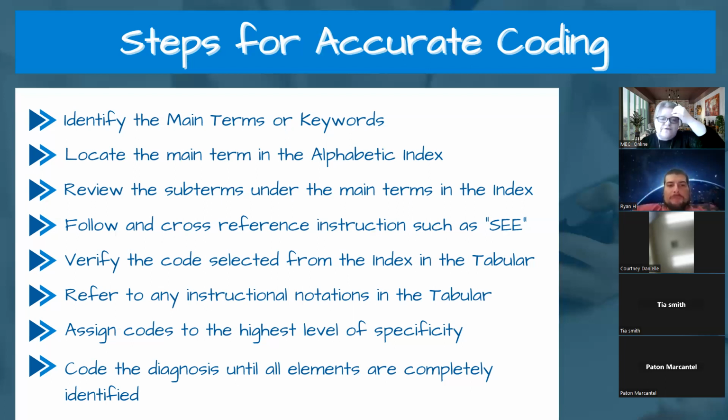All right, so after you've done that, you're going to verify the code selected from the index in the tabular. So basically, it's going to lead you to a code, say K34, whatever, maybe just K34. So you're going to look through your chapters, and this is where it helps to have it tabbed, because remember, it's all alphabetical. So you're going to look through those first few chapters till you get to the chapter on K. You're going to open it up, and you're going to look through the list and find K34 or wherever it led you to go.